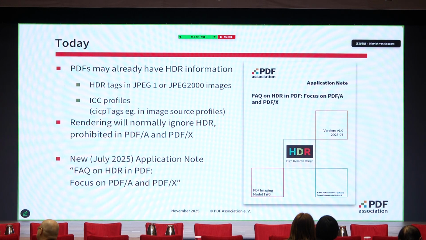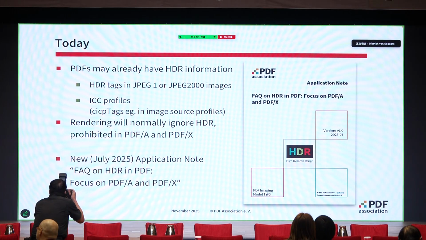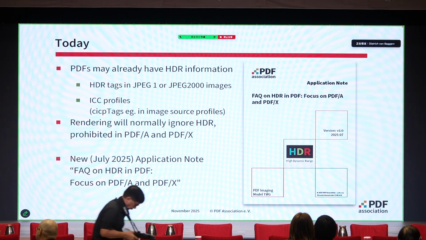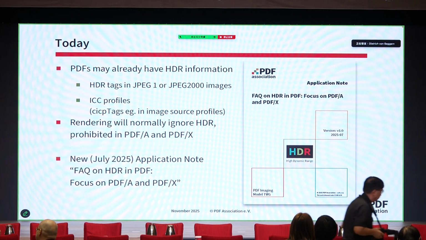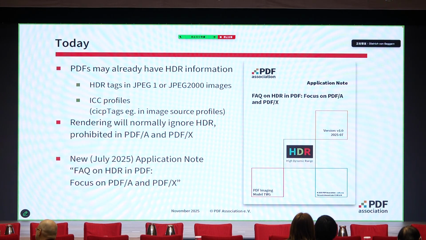That is not fully clear in the PDF specification, but it is specified in the subset standards for PDF: PDF/A for archiving, PDF/X for what we use in printing. They specifically say that you must not use that HDR information. And then we, the PDF Association, published an FAQ document that also specifies that: what HDR in PDF means when it comes to PDF/A and PDF/X. Next slide, please.